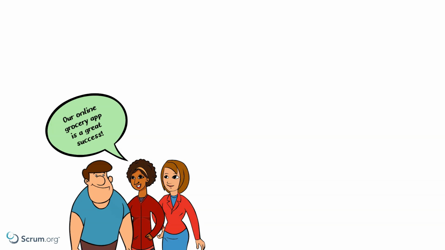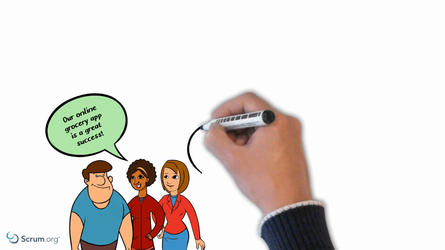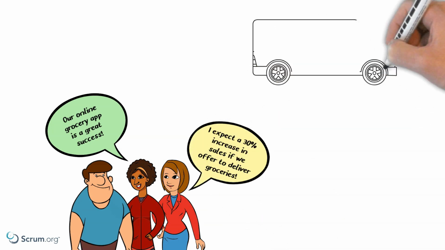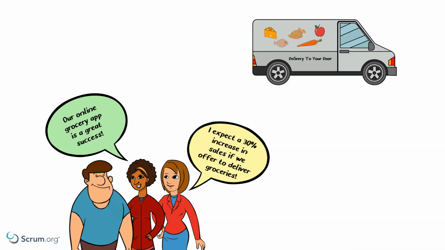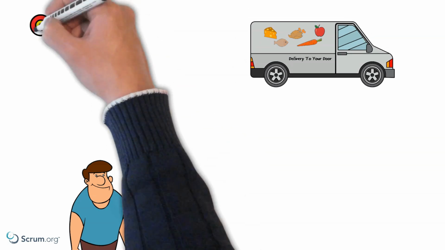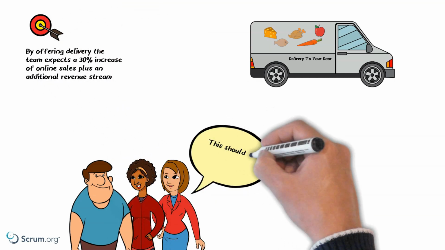Their grocery store recently launched an app where customers can order their groceries for collection. So far, the app has been a great success. After talking to their customers, they identified that if they offer delivery of groceries, they would widen their customer base and could increase online sales by up to 30%. Not only that, they will also open up a new revenue stream as they can charge for deliveries. Claire has therefore decided that offering deliveries to customers is the next goal the team should focus on.